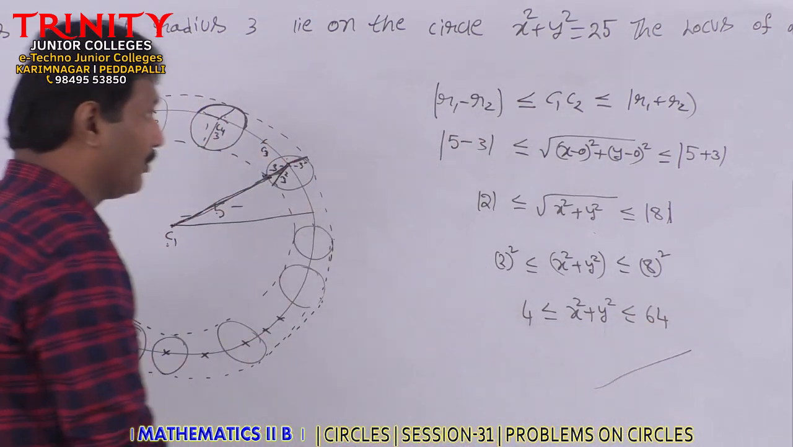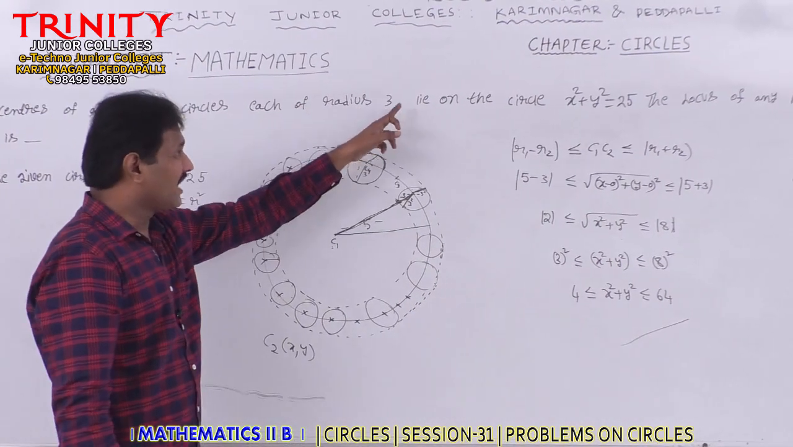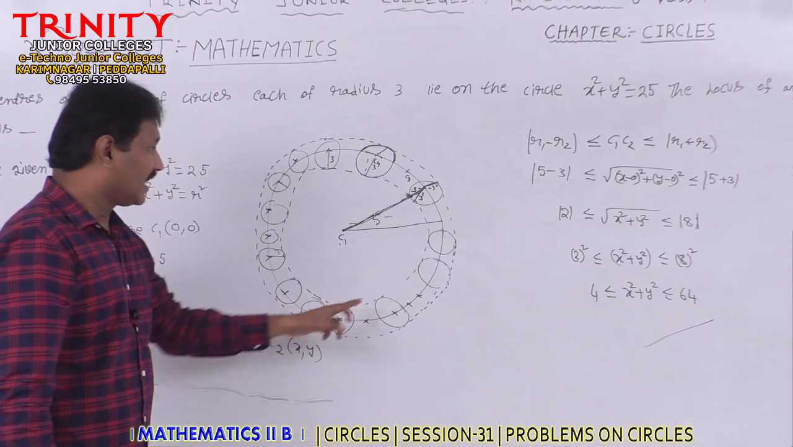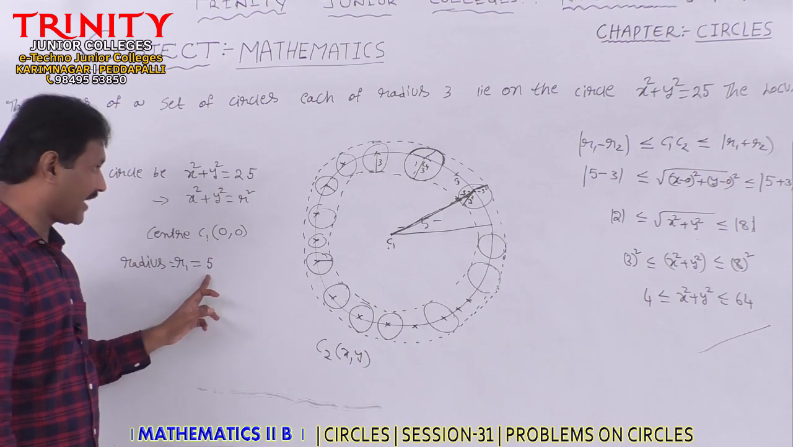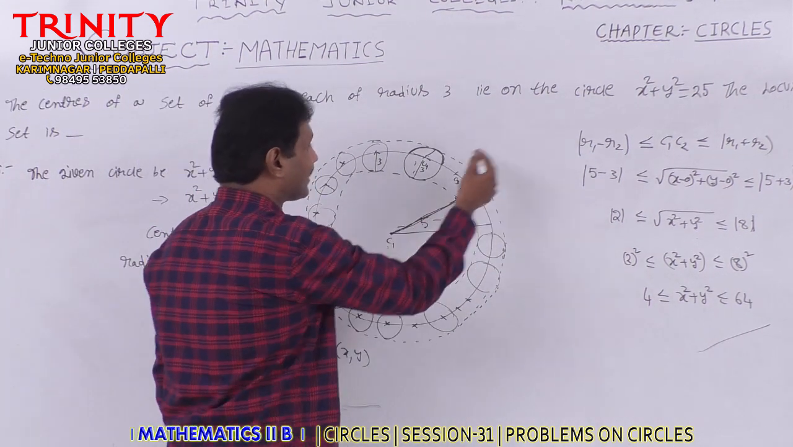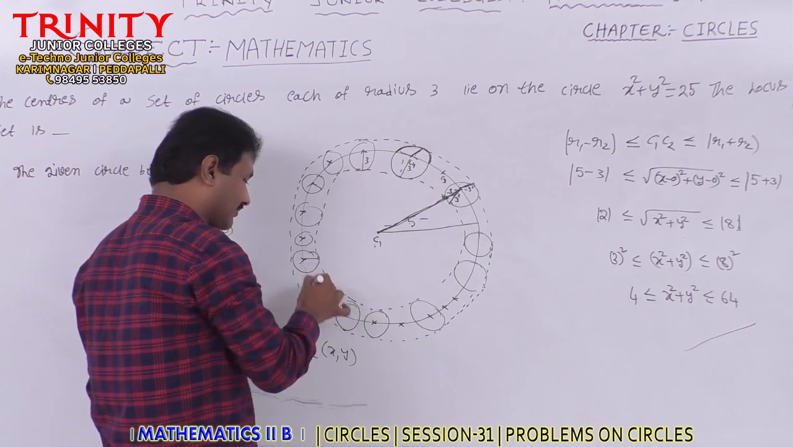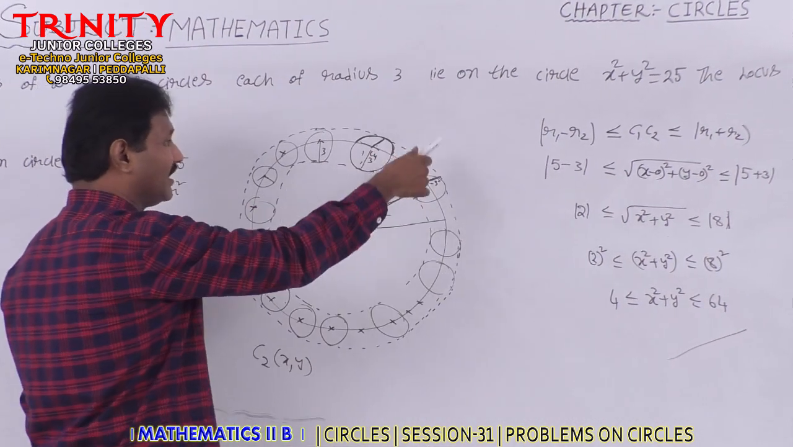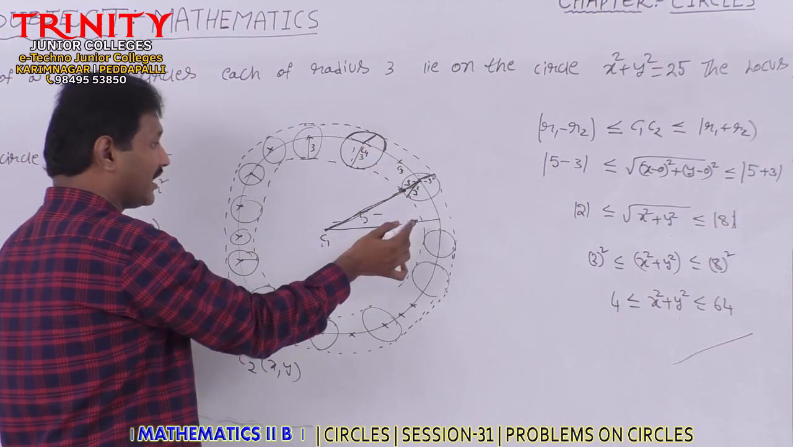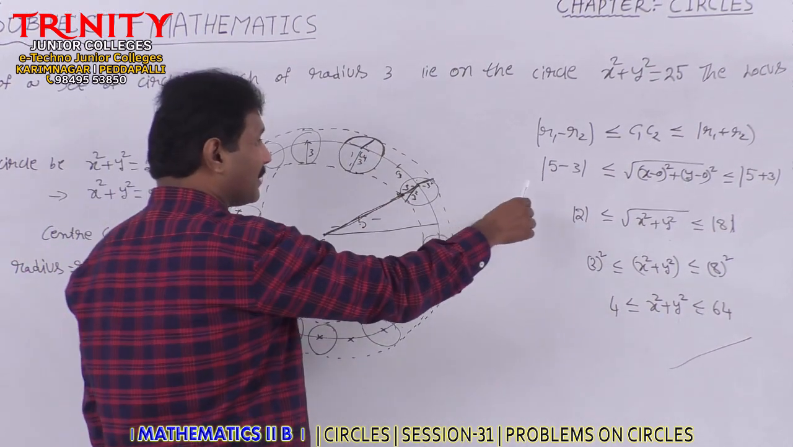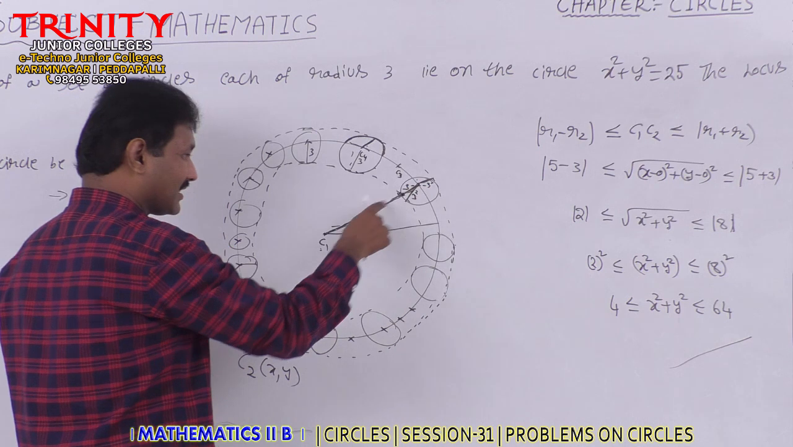Here the centers of the set of circles, each of radius 3, lie on the given circle x square plus y square equal to 25. The center is the origin, the radius is 5. The locus circles each have radius 3, and their centers lie on the circumference of the given circle. Suppose the point lies here; this is the inner circle. The inner circle has the minimum distance, modulus of R1 minus R2 equal to C1C2.